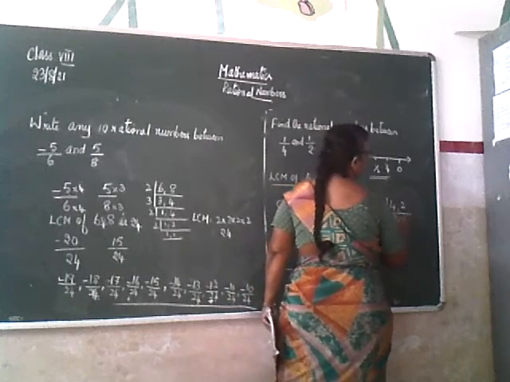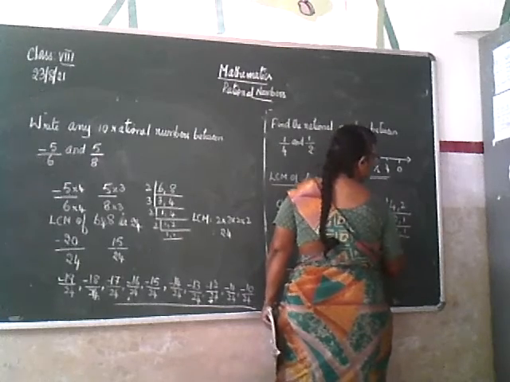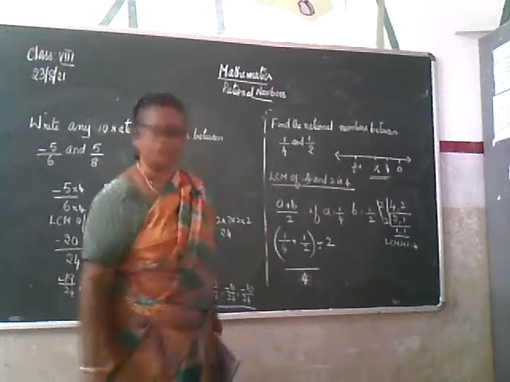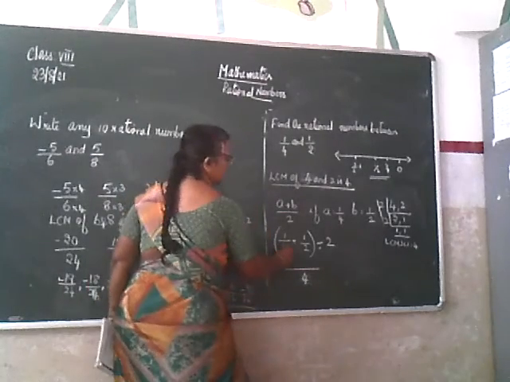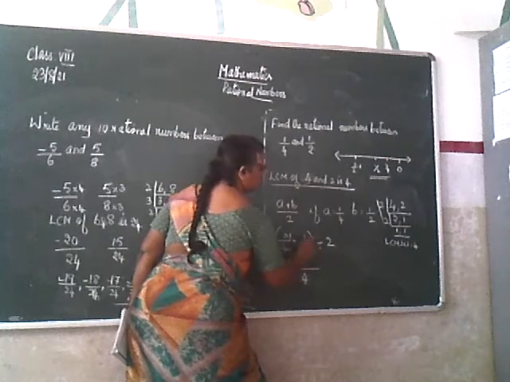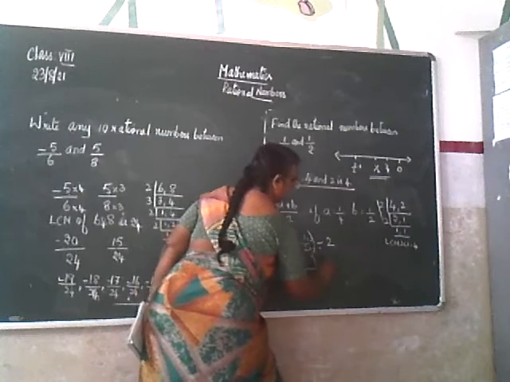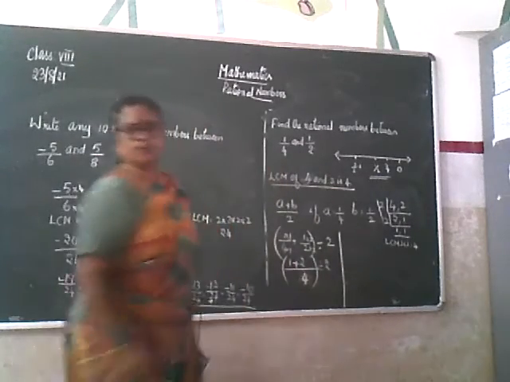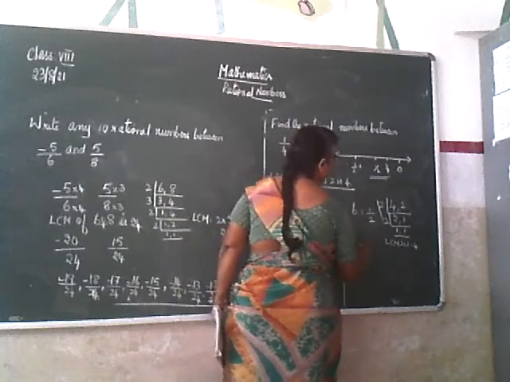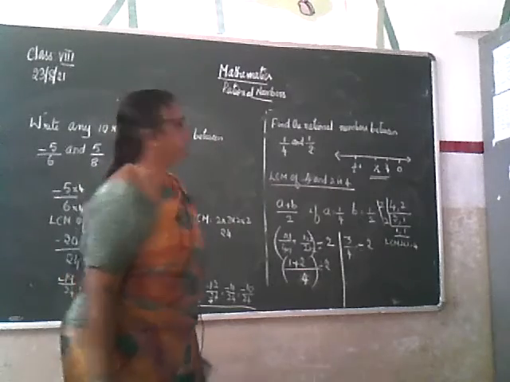2 2s are 4, 2 1s are 2. So LCM is 2 into 2, 4. So 4 1s are 4, so 1 plus 2 2s are 4, so 1 2s are 2, divided by 2. What is 1 plus 2? Yes, 3 by 4 divided by 2.